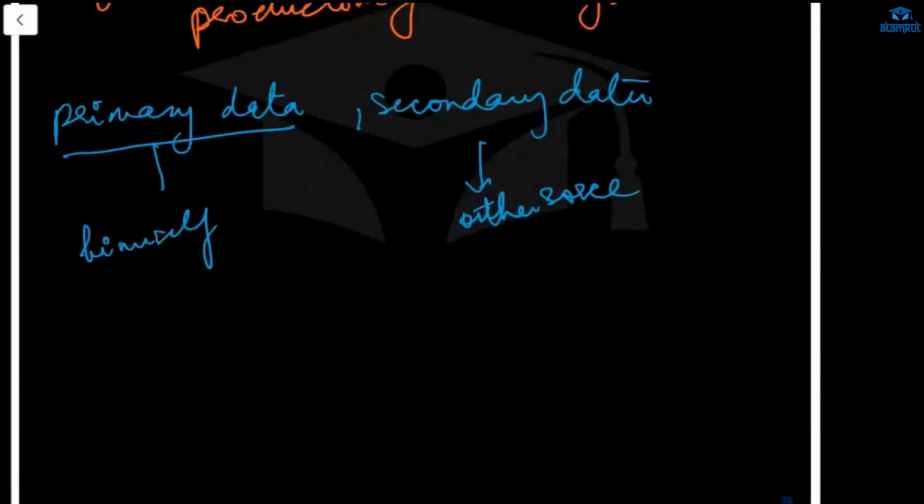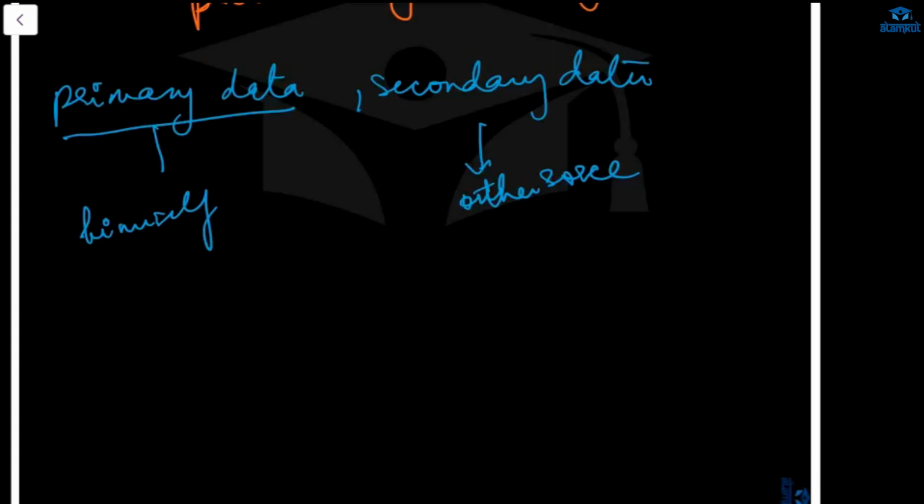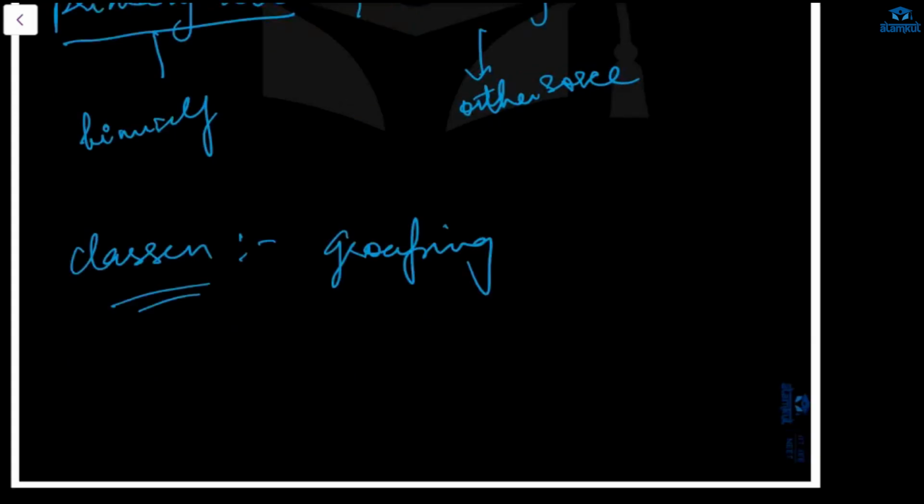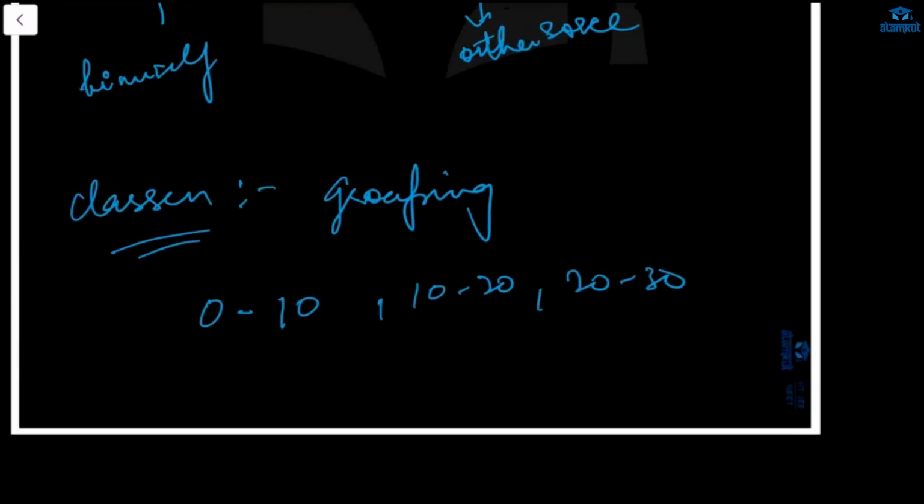Now you have another term, frequency. What do you mean by frequency? Before frequency, we also have classes. Classes means grouping. Like 0 to 5, 5 to 10, 10 to 15. Say you are collecting data of the marks. The teacher can group the marks in 0 to 10, then 10 to 20, then 20 to 30, or she can also have groups of 0 to 20, 20 to 40, and 40 to 60.